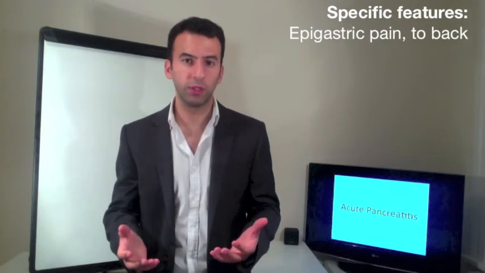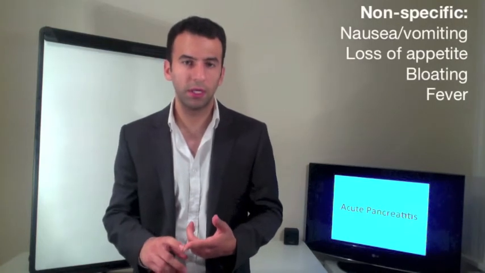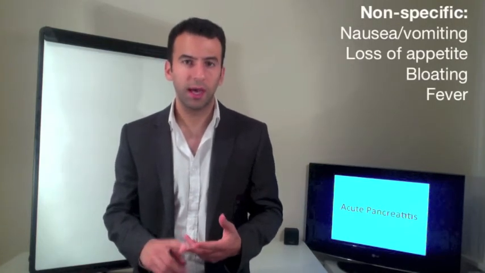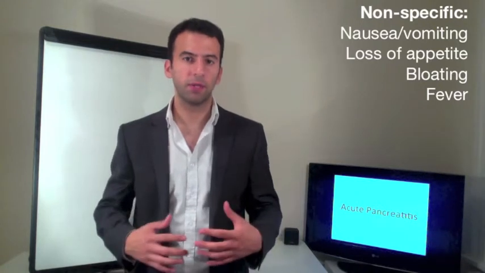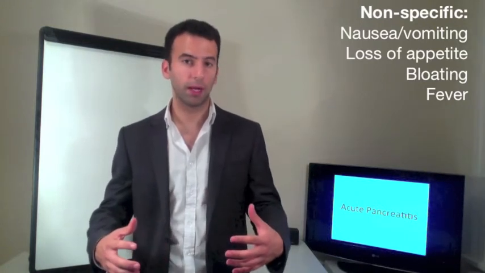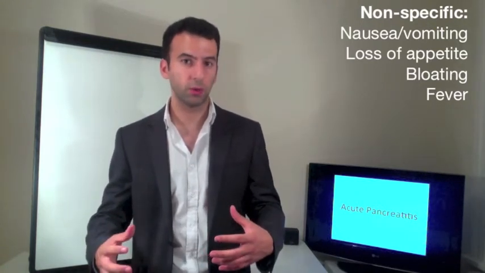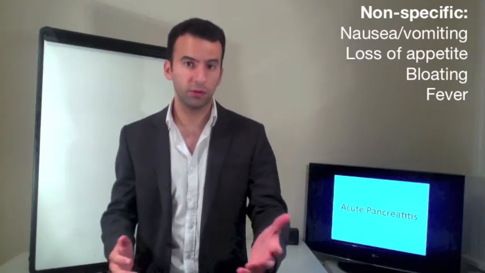So what kind of things might we get from the history? Well, generally a patient with pancreatitis complains of epigastric pain radiating through to the back, sometimes relieved on leaning forward. There may be non-specific features as well, such as nausea and vomiting commonly, also loss of appetite, and if things are getting particularly bad, there may be some abdominal bloating they might be complaining of if they've got a bit of an ileus as well. They also may have some fevers, so it's important to ask.